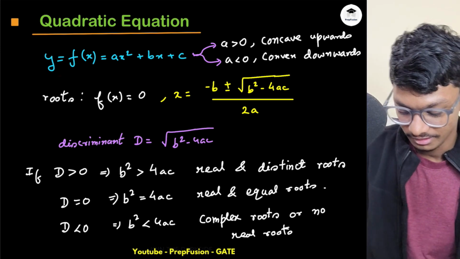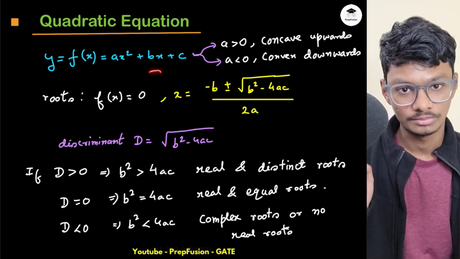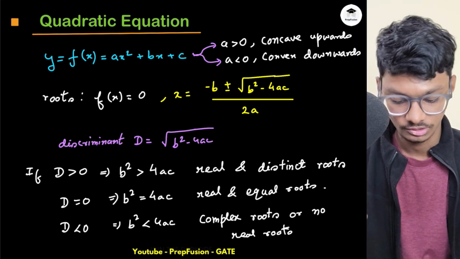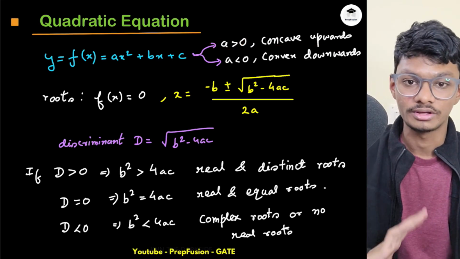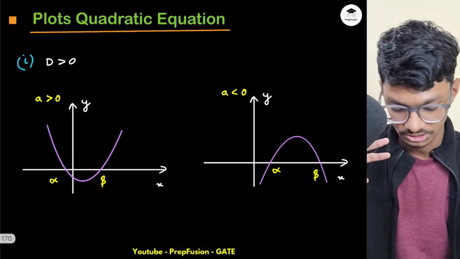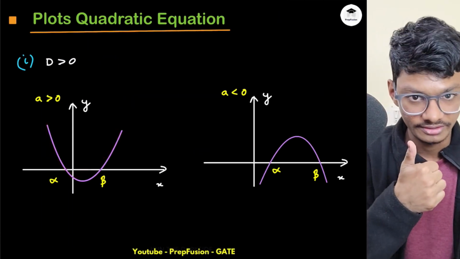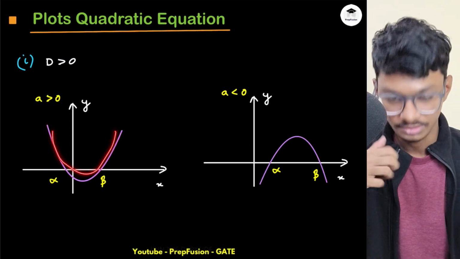So y equals f of x equals ax square plus bx plus c. This is a quadratic equation. Now in this case, if my a is greater than 0, it will be concave upwards. What do you mean by concave upwards? It will be something like this. The shape is concave, right? Concave means some cave shape.